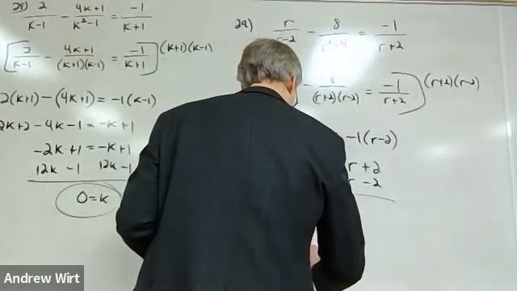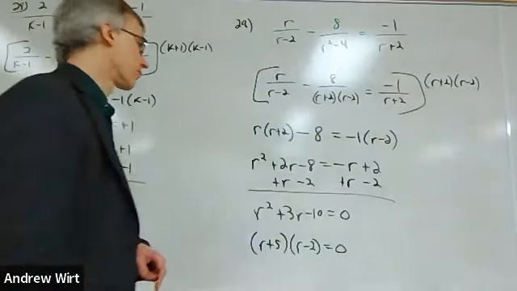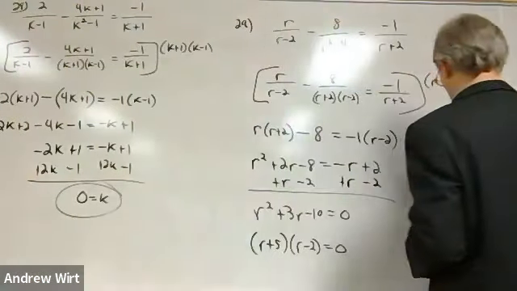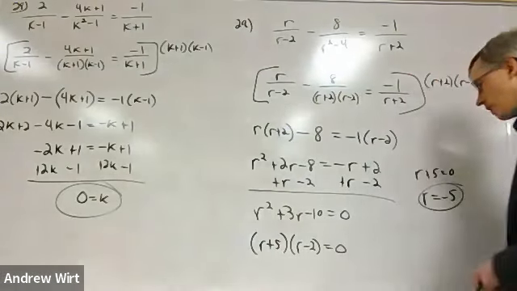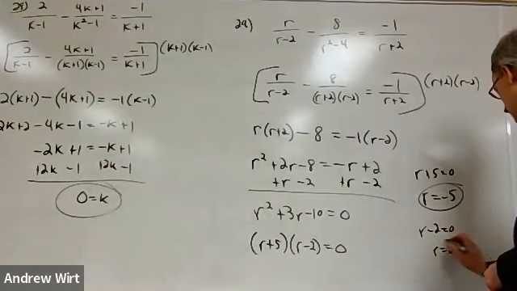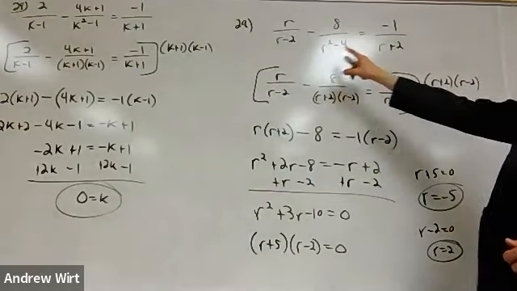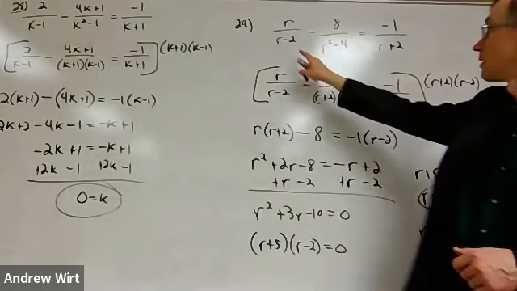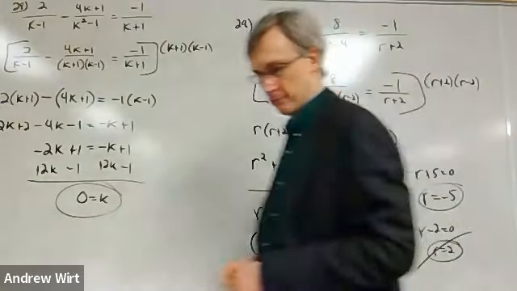Factor this into r plus 5, r minus 2, set them each equal to 0. So you get r equals -5 for that one. And r equals 2 for that one. All right, now let's make sure that both of these are going to work. Looks like -5 will not create any problems. But if I plug 2 in here, 2 minus 2 is 0, we get division by 0. So that is not a real solution. Only real solution is r equals -5.